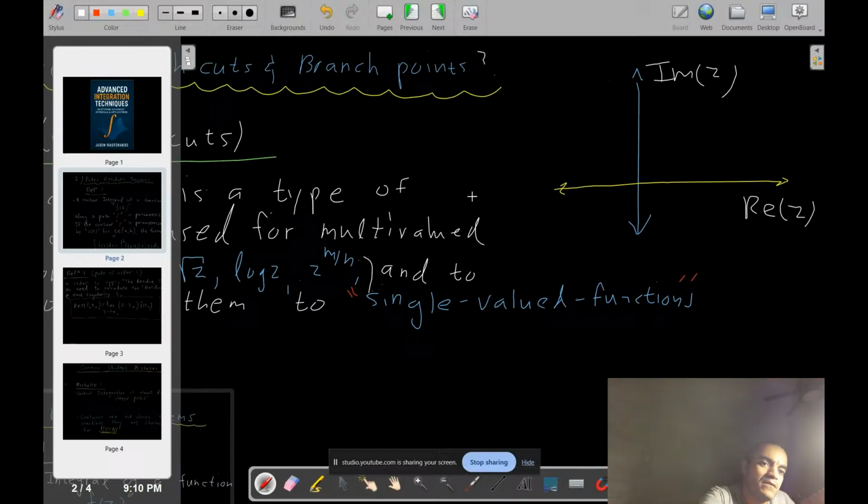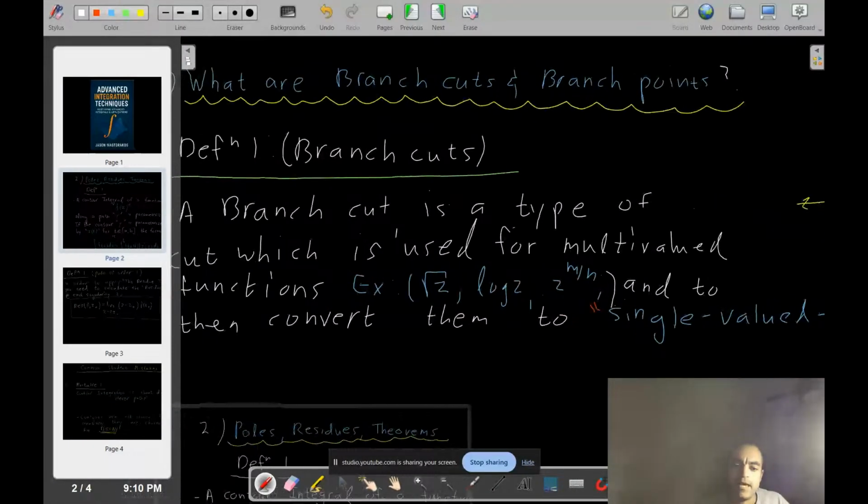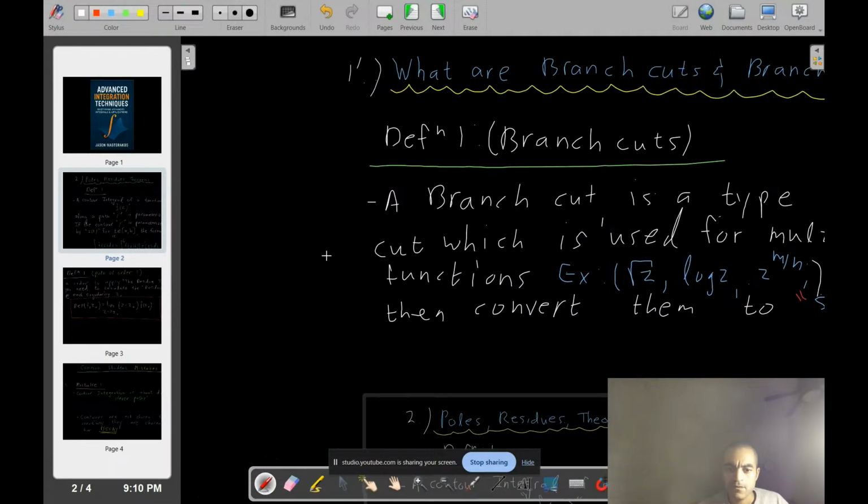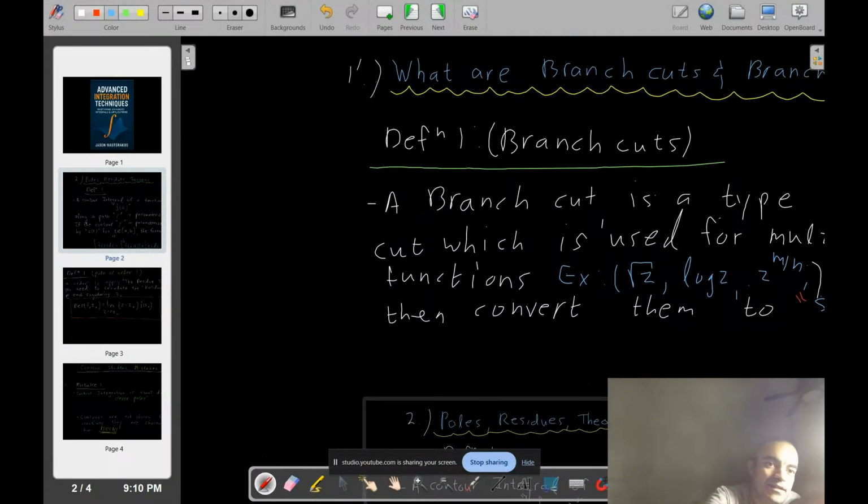All right, so we have the real and imaginary axis. Maybe we have some curve, so let me just draw a curve here. It doesn't matter, I'm just not being accurate here. I'm just putting a random curve. The point is, a branch cut is a type of curve on the real and imaginary axis, and it is used for a multi-valued function. You want to go from a multi-valued to a single-valued type of function here. So that's what a branch cut is.